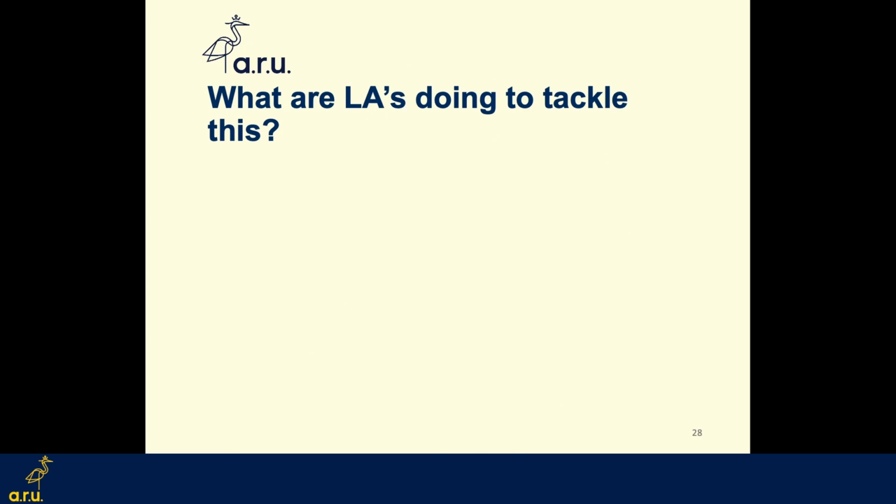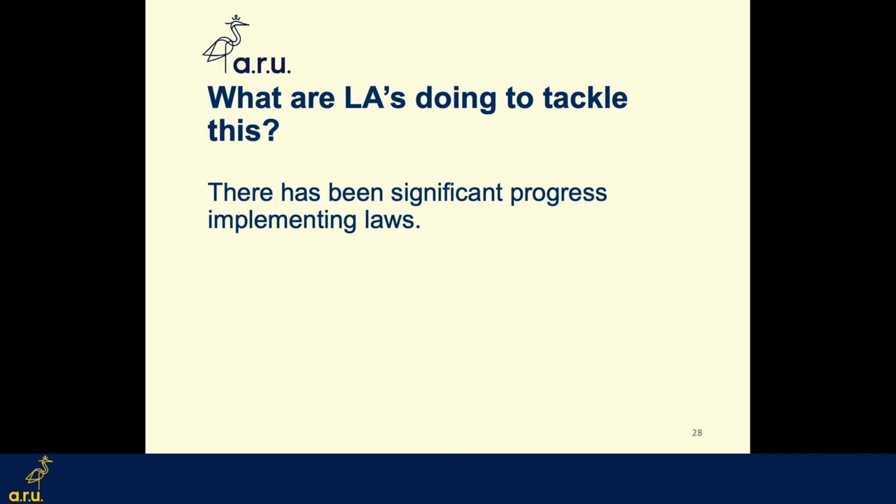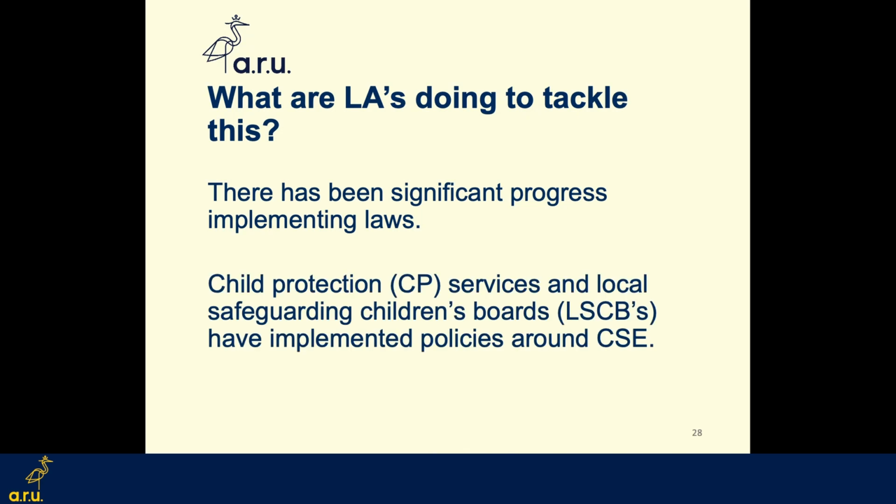So, I've obviously criticised social services and the police as I started this, but what are the local authorities doing to tackle this? There's been significant progress in implementing laws, and child protection services and local safeguarding boards have implemented policies around CSE, but not child sex trafficking. And like I said, there's child sexual exploitation and child exploitation training, but nothing around trafficking.